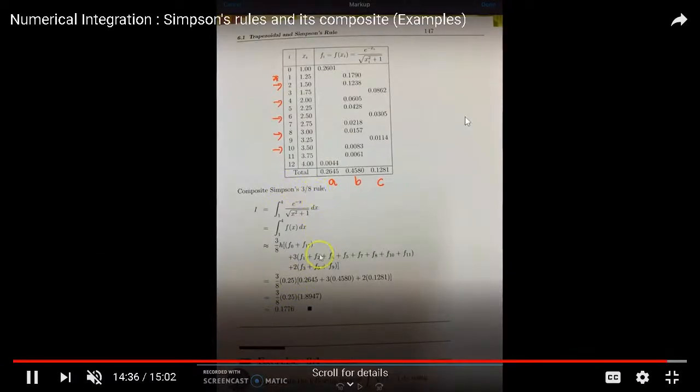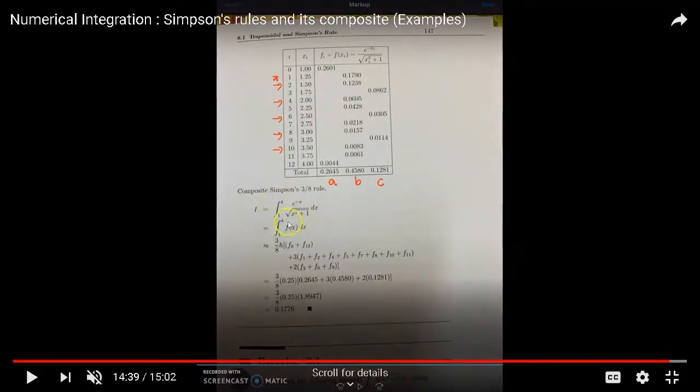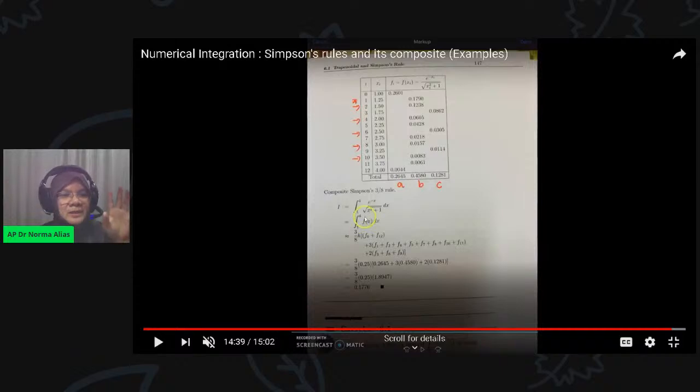So it's very easy. Till today, how many methods do you have? The basic trapezoidal rule and the composite trapezoidal rule, with only 4 columns, just to divide between F0 plus Fn, and then the rest is put in the column. Then the basic Simpson's rule, the composite Simpson's rule, the basic 3/8 rule, and the composite 3/8 Simpson's rule. You have 6 methods.